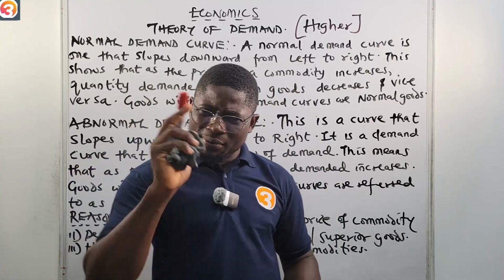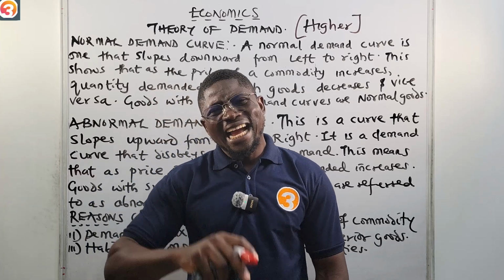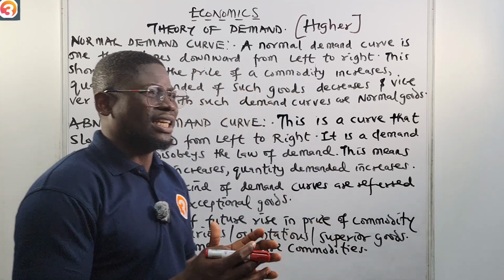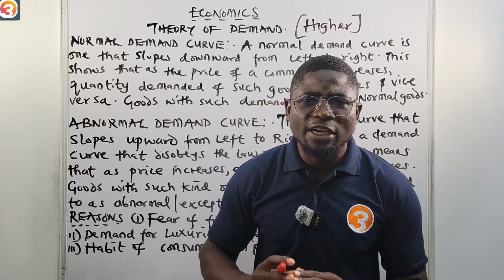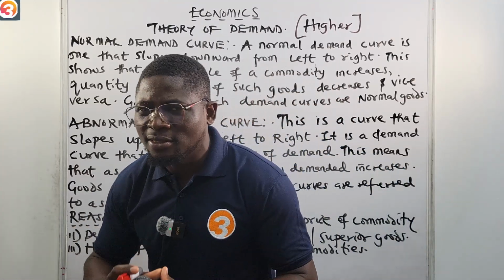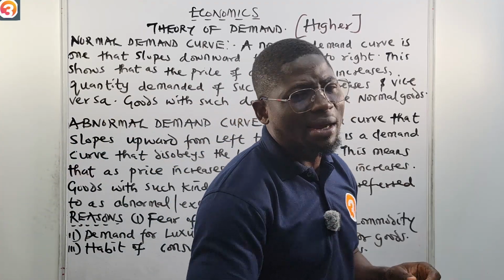So the higher the price, the lower the quantity demanded. The lower the price, the higher the quantity demanded. That is the law of demand. Please take note of that. So you must have taken that note. The law of demand states that the higher the price of a commodity, the lower the quantity demanded.